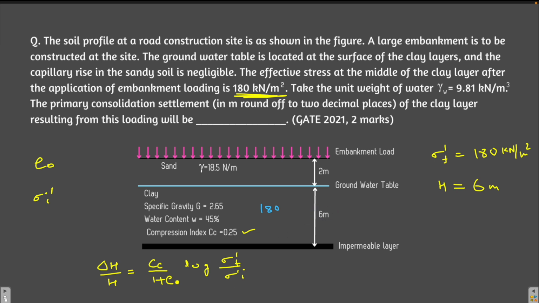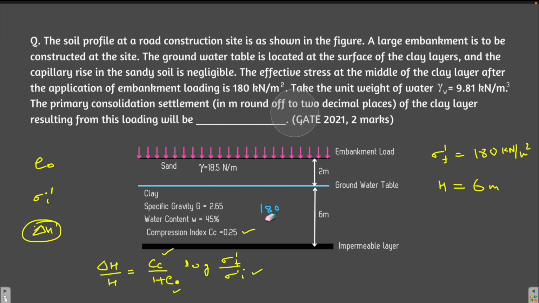So initial height of the clay layer is 6 meters. So we are going to take h as 6. And what we have to find out? We have to find out delta h, that is the final settlement. So for that Cc is given to you, e naught we have to find out, and sigma dashed initial we have to find out, right? Then only we can apply these things in this equation in order to find out what is delta H, right? So this is the scheme of the question.